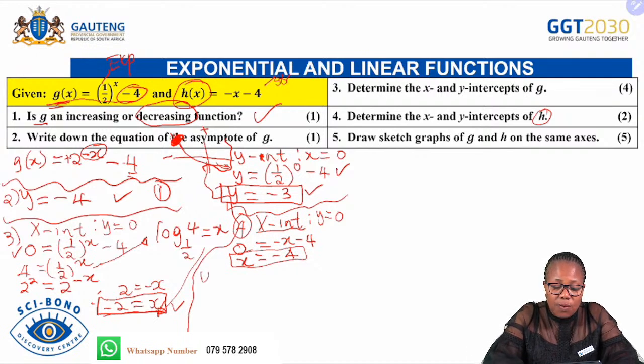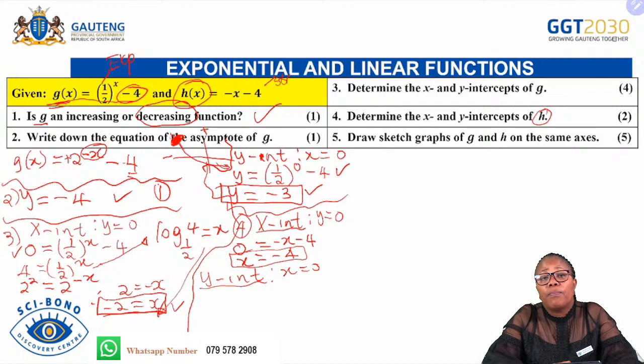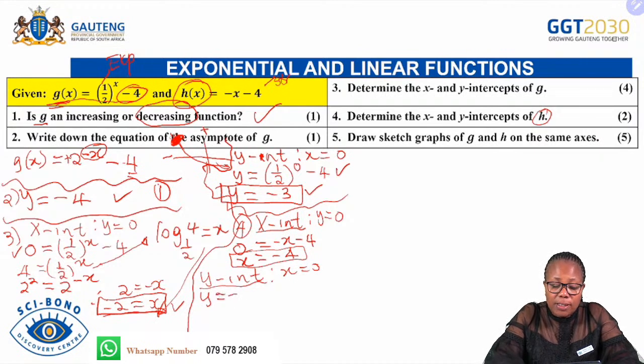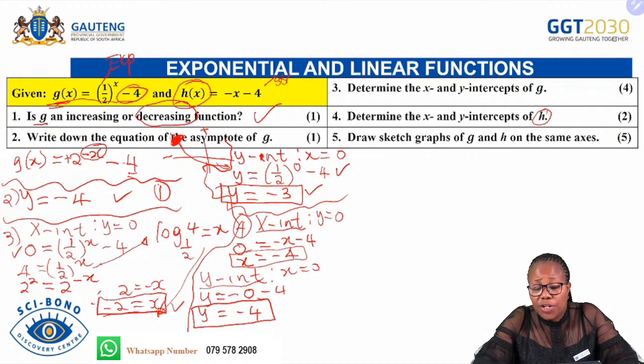And then to get the y-intercept, we now let x equal to 0. We go into our formula for the h at x function. We now change h at x to y because it's one and the same thing. And then x is 0 now, minus 4. So we end up with y equal to minus 4 as our y-intercept for h at x.